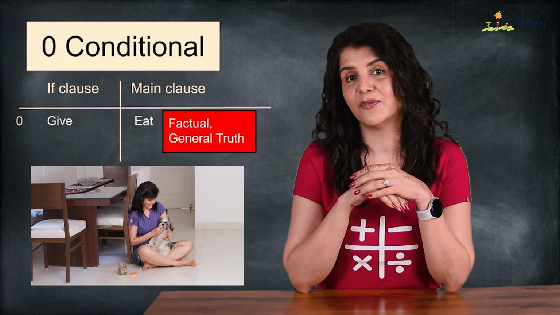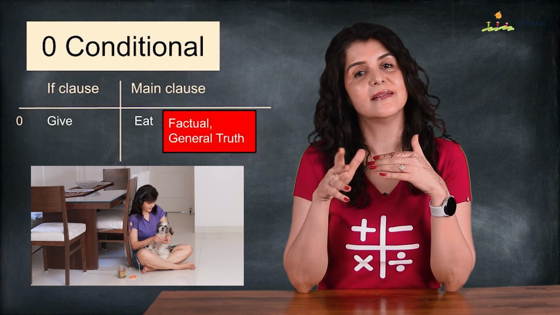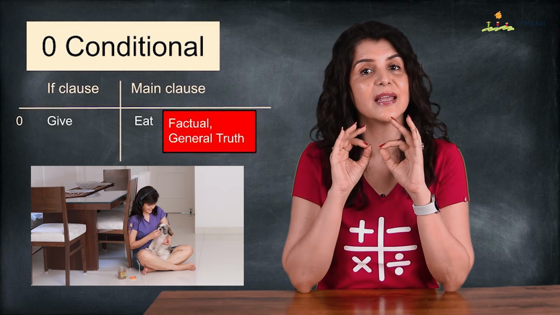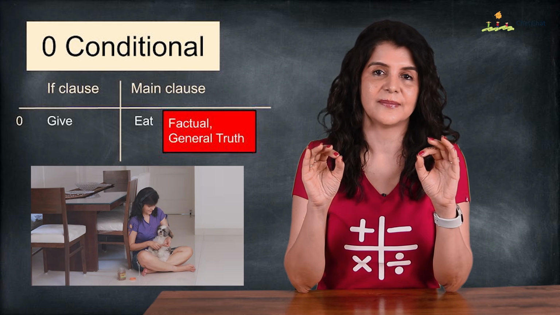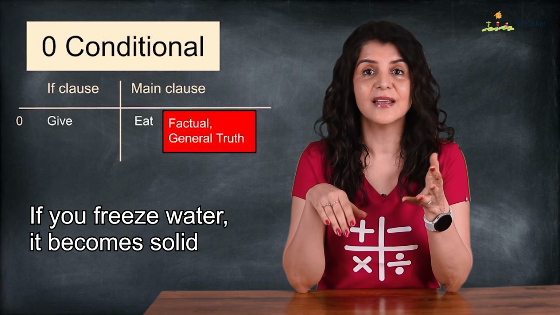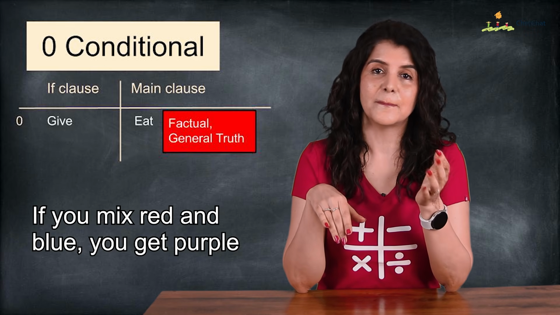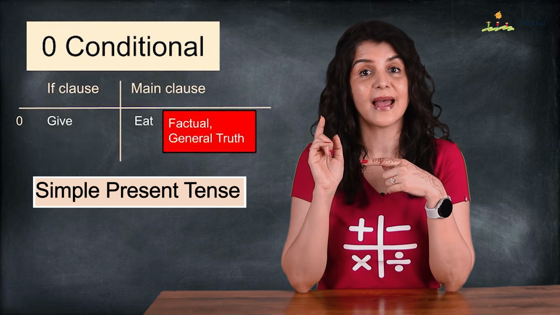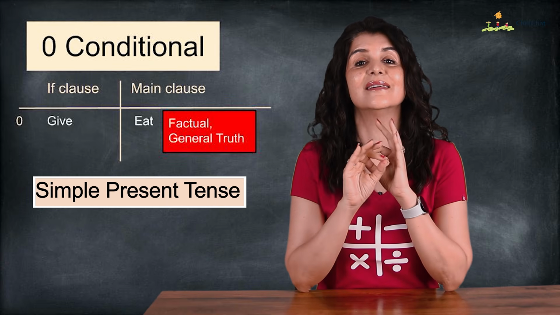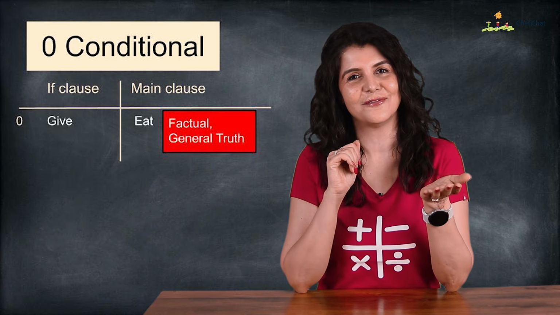If I give Simbi food, she eats it. There's no doubt in this. It's not like sometimes she eats it or sometimes she doesn't. It's a simple rule. If I give her food, she eats it. If you freeze water, it becomes solid. These are facts, general truths. If you mix red and blue, you get purple. Both the if clause and the main clause are in simple present tense, and this is the zero conditional. If you want to learn English, watch ChetChat videos.